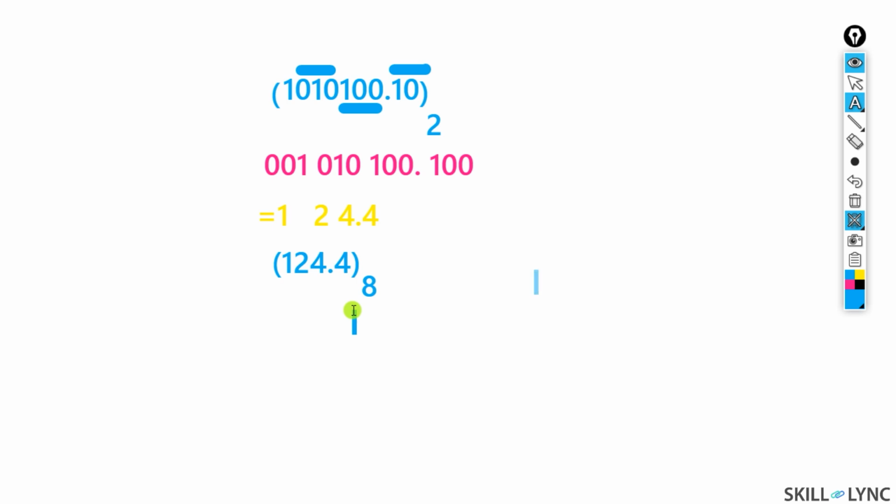The rule is simple: whatever binary number is given to you, just make pairs of 3 bits. I have told you the direction: it will be this way for the integer part, and after the decimal point it will be this way. And if a group is short by any number of bits, just put a 0 after the number, this way. So this is the final answer.